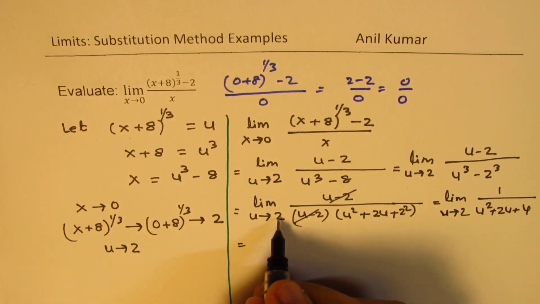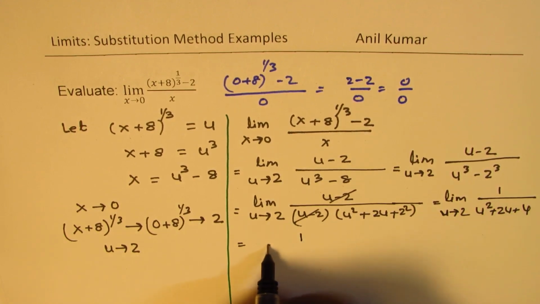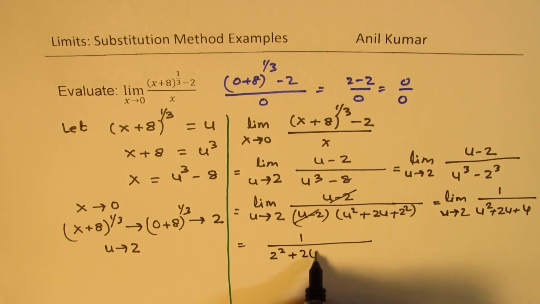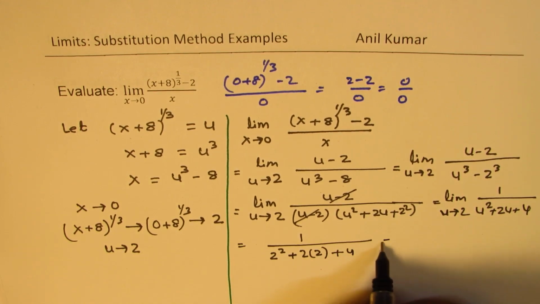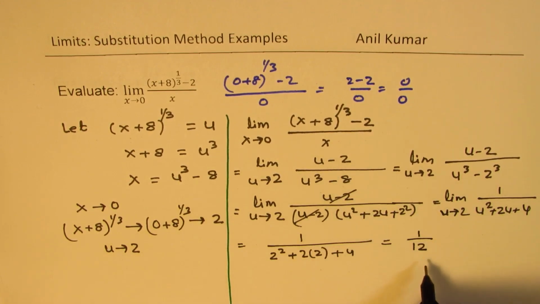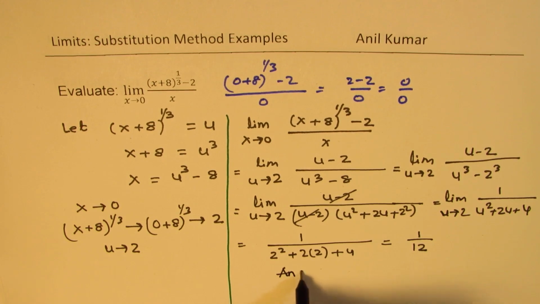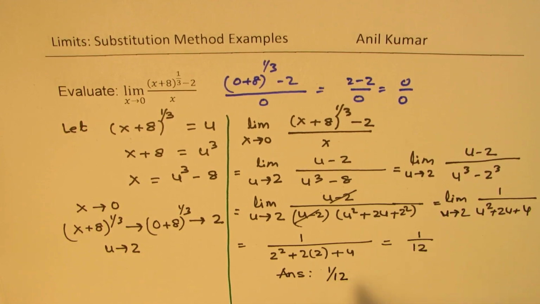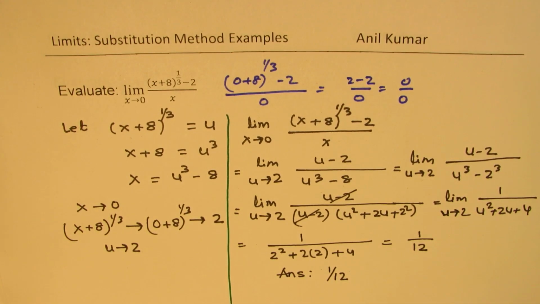So that gives us, substituting 2 here, 1 over 2 square plus 2 times 2 plus 4, which is 4 plus 4 plus 4, or 12, right? So we get this limit as 1 over 12. So our answer is 1 over 12. Is that clear to you? So that is how you should use the process of substitution.